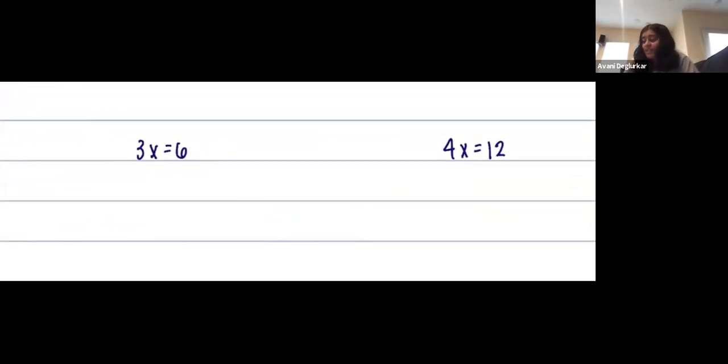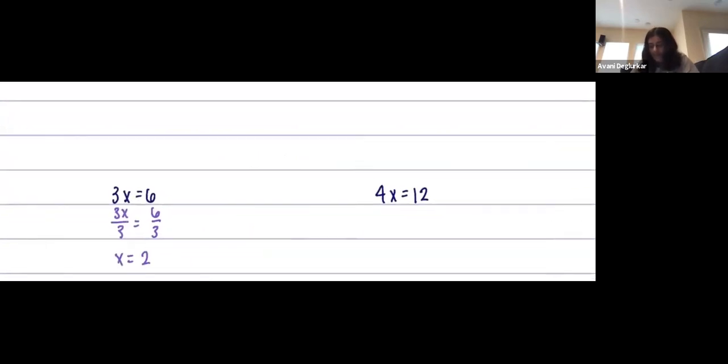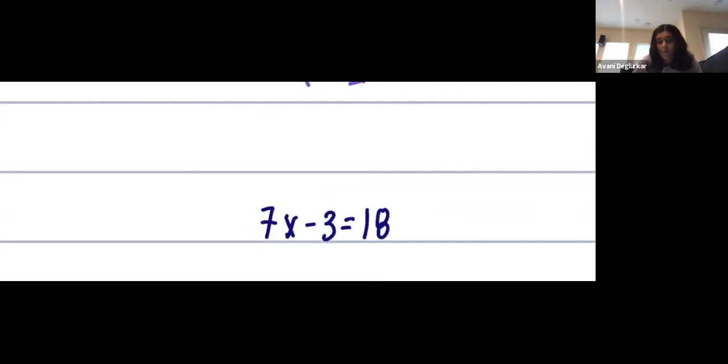Okay, so these are the kinds of expressions that you'll most commonly see. 3x equals 6, 4x equals 12, 7x minus 3 equals 18, 2x plus 17 equals 27. Okay, so we're going to go through and solve each of these really quickly. So if we have 3x equals 6, you can divide each side by 3. 3x divided by 3 is x, 6 divided by 3 is 2. Okay, 4x equals 12, 4x divided by 4, 12 is divisible by 4 as well. You get x equals 3. Okay, you'll most likely see these equations where you'll have to solve for a variable.